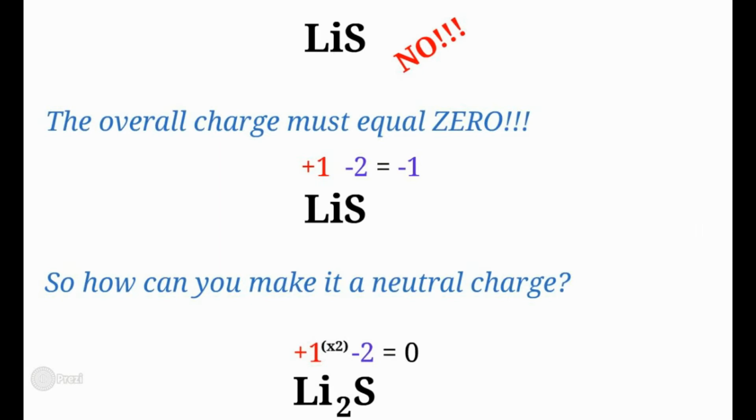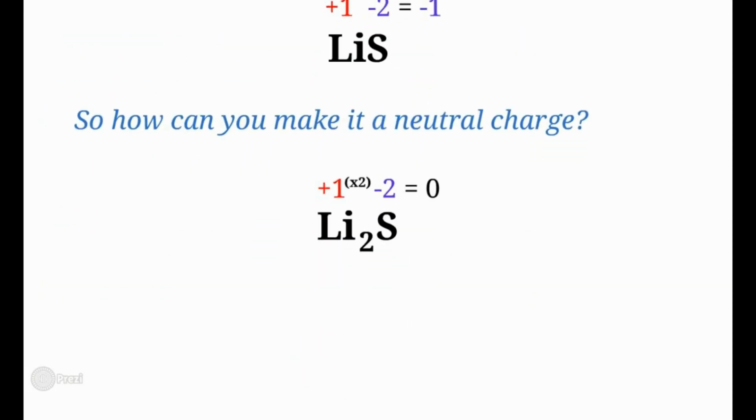At one time when I made this slide, I had a lot of trouble with people not figuring that out. The overall charge must equal 0, so how do you make it the neutral charge? Well, you have to double it up, and that's really all you had to do. So that's why that 2's down there. Do realize this 2 goes with the lithium. It does not go with the sulfur. Remember, everything's kind of backwards in chemistry.